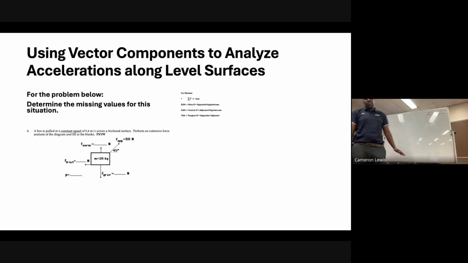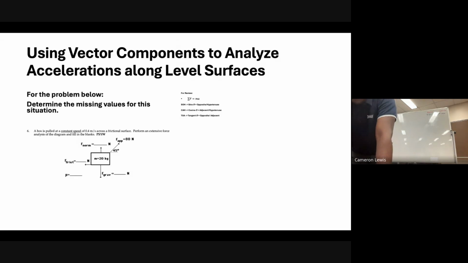All right, so we're here. Now, how do we go about this problem right here? The first thing I want us to see is that we want to find the unknown values. But let's read this. A box is being pulled at a constant speed of 0.4 meters per second across a frictional surface. Perform an extensive force analysis of the diagram and fill in the blanks.